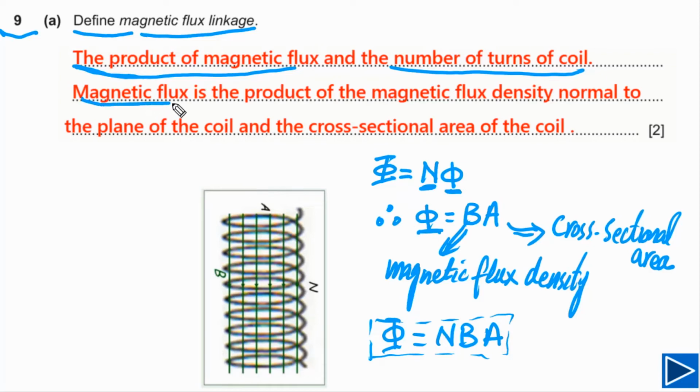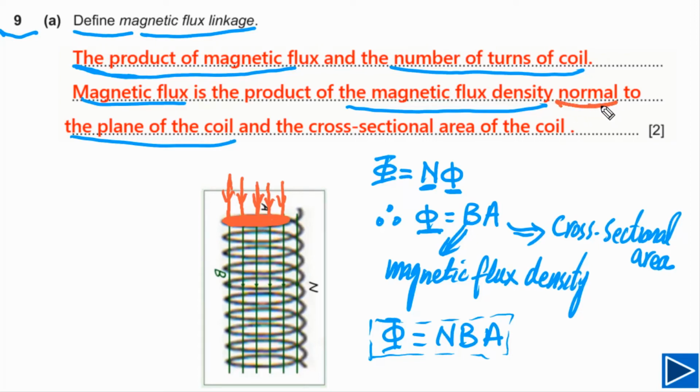So we have said magnetic flux is the product of the magnetic flux density normal to the plane of the coil. Very important point. You have to mention normal to the plane of the coil. It means these magnetic lines are normal to the plane of the coil. So we have to consider this component of magnetic flux density. This one is the plane of the coil and this is normal to the plane of the coil. Very important part. So the magnetic flux density normal to the plane of the coil, this part is very important, and this one has 1 mark.